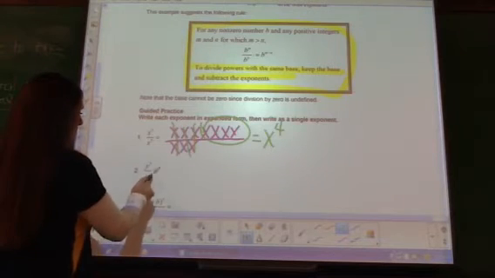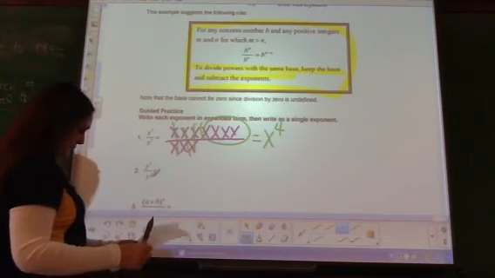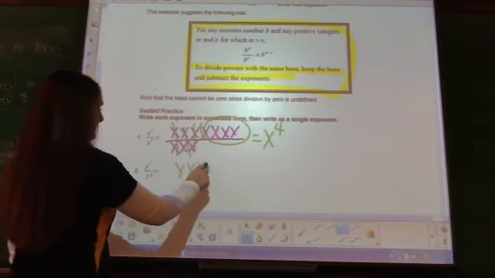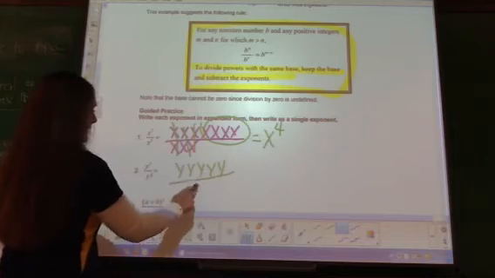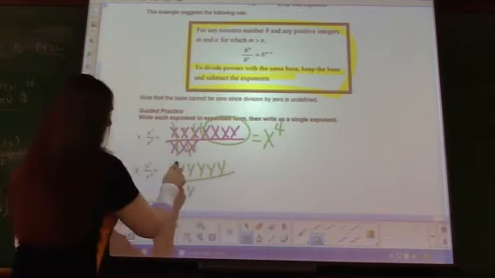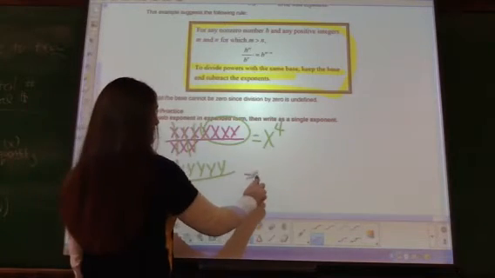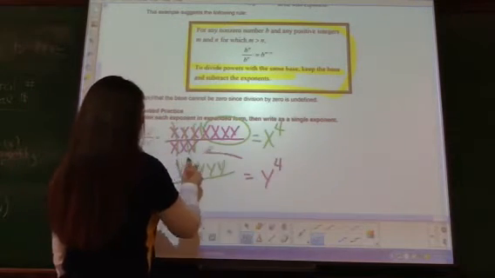Again, on number 2, if the exponent's not there, it's a 1. So here we have y to the 5th, and 1 on the bottom. Same thing, top and bottom divides out, cancels itself, so we end up with simply 4.